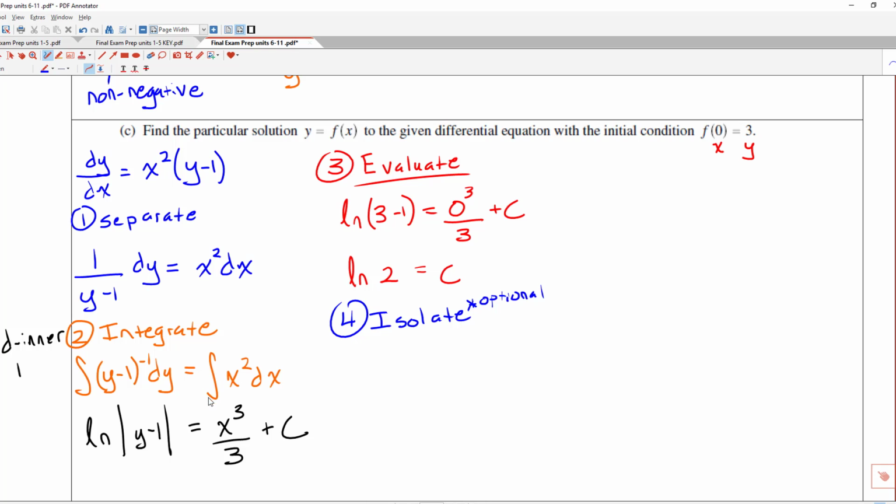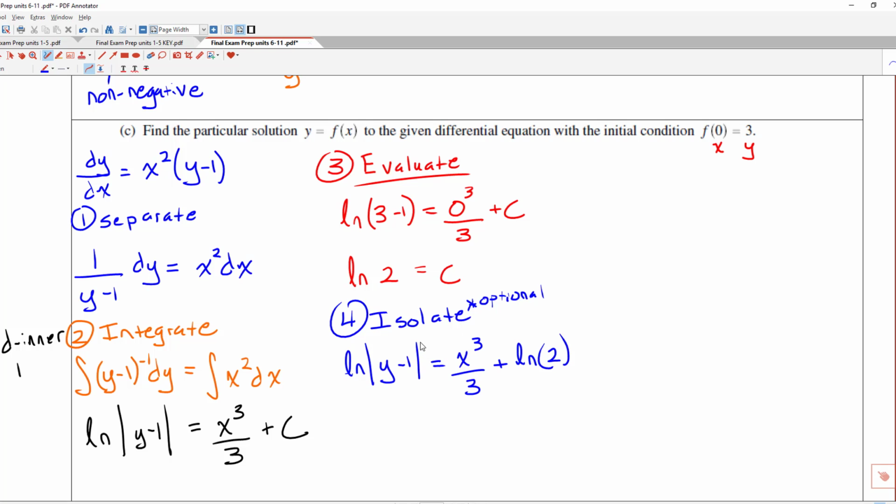So step number 4, isolate. We want to isolate for y from this block. So how do we do that? Well, right away I can plug in c, so let's go ahead and write that down. Natural log of the absolute value of y minus 1 is equal to x to the power of 3 divided by 3 plus the natural log of 2.